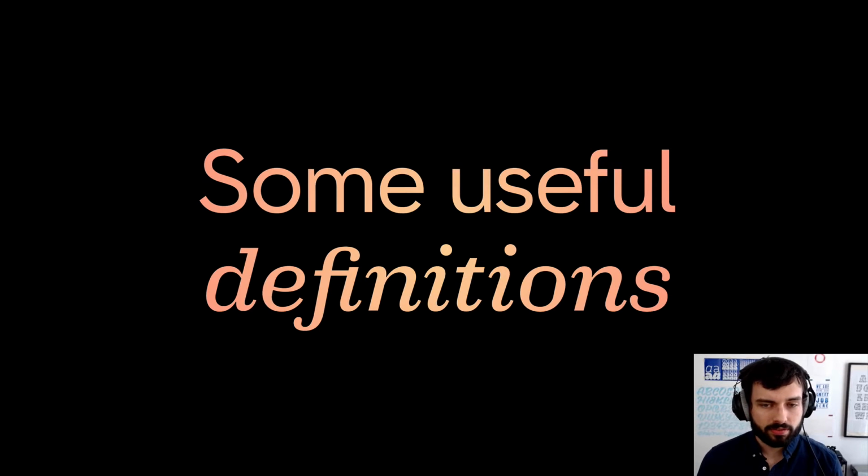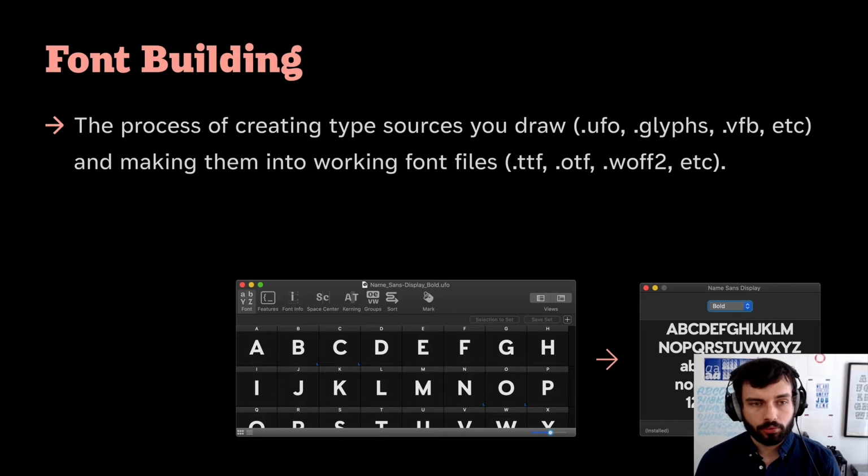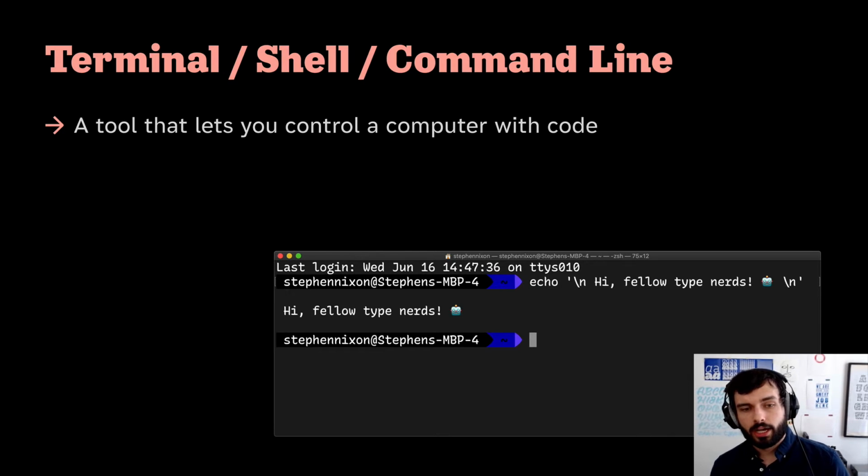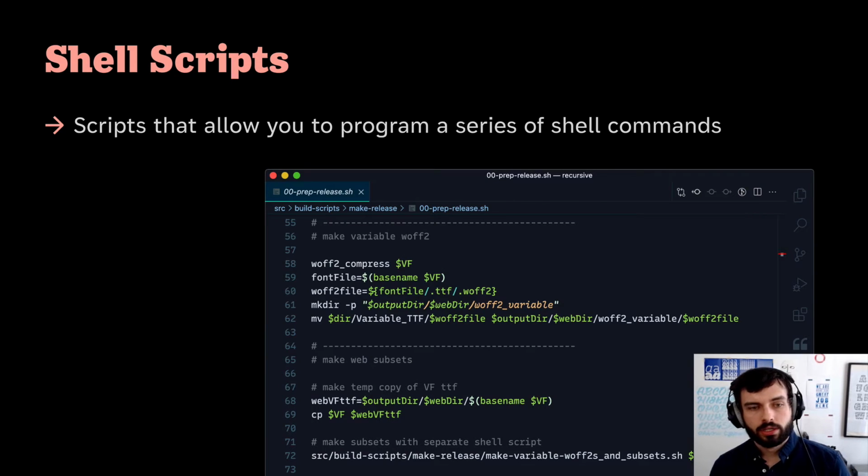So some useful definitions. Font building is pretty self-explanatory, but it's the process of creating type sources that you draw and then making them into working font files. So really something somebody could install. A terminal or shell or command line is a tool that lets you control a computer with code.